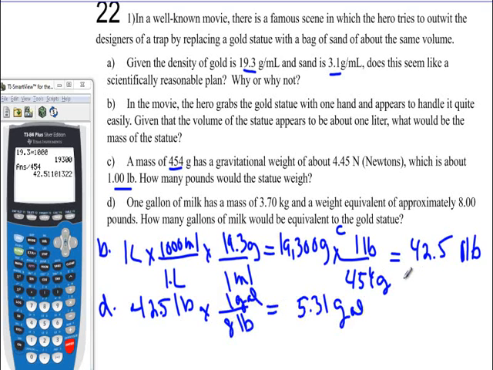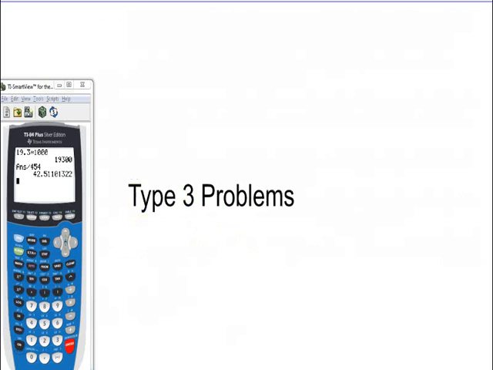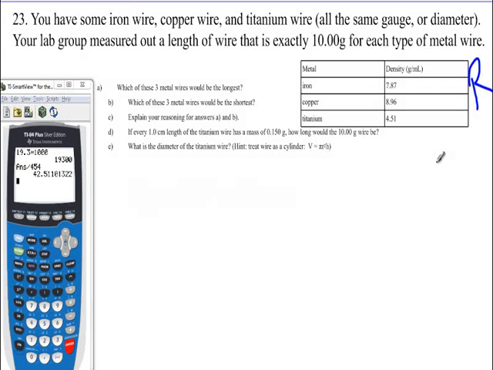So, you know, pretty good haul. Not impossible, but not real simple. Can't do it with my little finger. Okay, let's take a look at 23. So now we're on to type 3 problems. 23, you have some iron, copper, and titanium wire. They're all the same gauge or diameter or thickness, right? Your lab group measured out a length of wire that is exactly 10 grams for each type of metal. So the question says, which of these metals would be the longest?